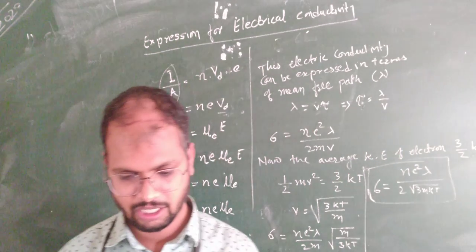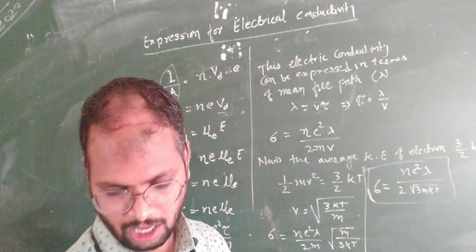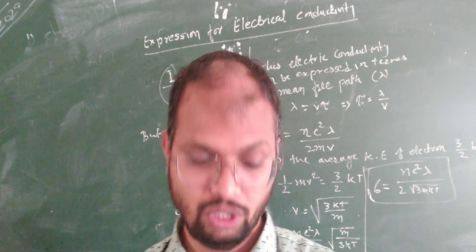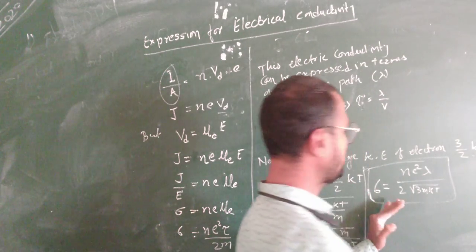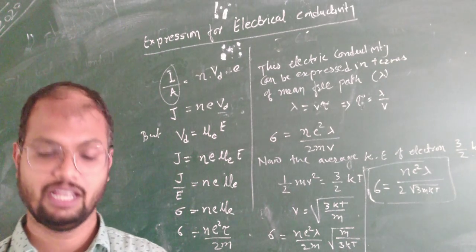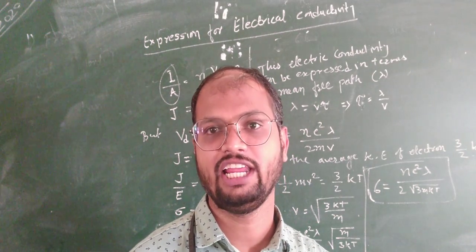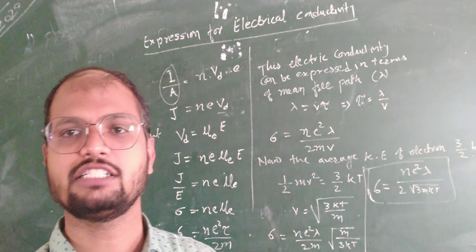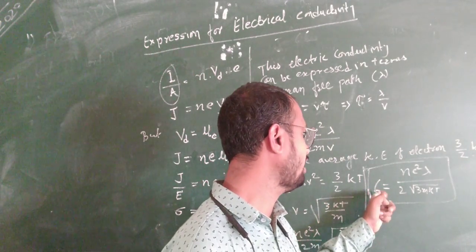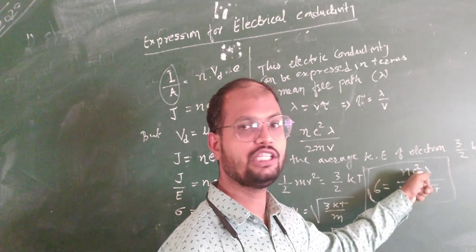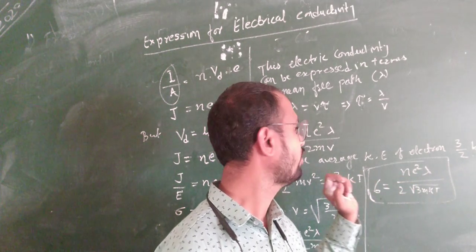This is the expression for the electrical conductivity of the metal on the basis of the Drude-Lorentz free electron model. So the final expression is sigma, the electrical conductivity, is equal to n e square lambda divided by 2 under root of 3 m kT.